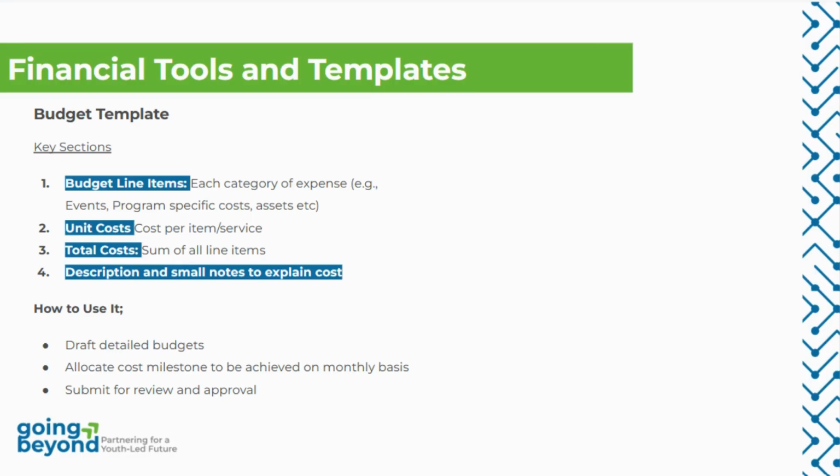How to use the template? Draft a detailed budget. Allocate costs and link them to milestones. Submit the draft budget for review and approval. This template ensures clarity and consistency across all partners.